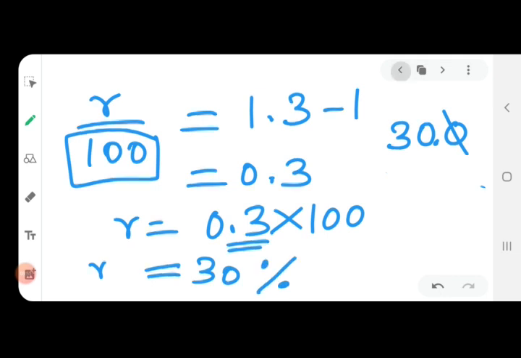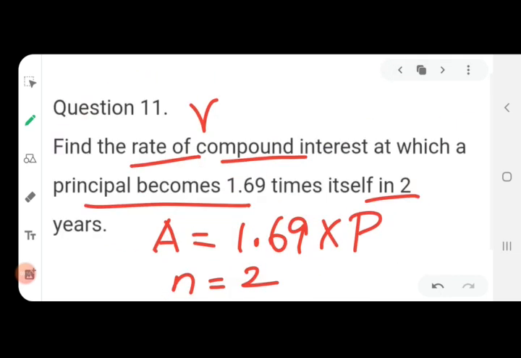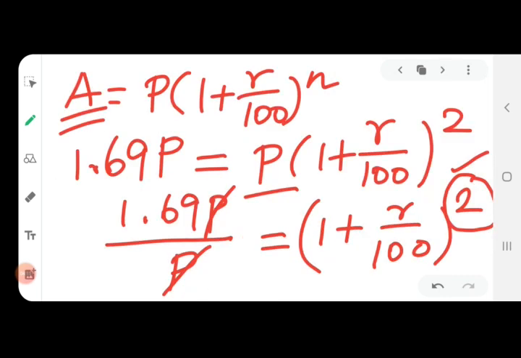Clear? Now again I will revise this question. Listen carefully. Find the rate of compound interest at which a principal becomes 1.69 times itself in 2 years. They have given amount equal to 1.69 into P, n equal to 2. We have to find R. Now we know the formula for compound interest, A equal to P into (1 plus R by 100) whole power n. We have to substitute the given values and simplify.